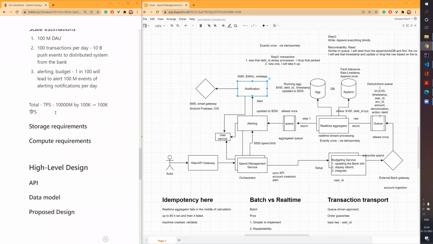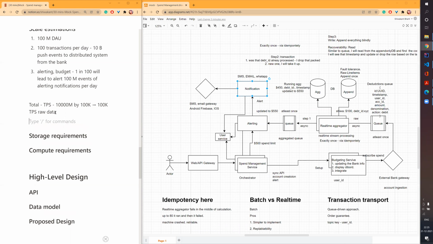So this is coming to 100K transactions per second, the raw data that is coming, and roughly maybe 100 million alerts will happen. And from the QPS perspective, it will be maybe 1K alerts per second. That's all, right? Makes sense, right?